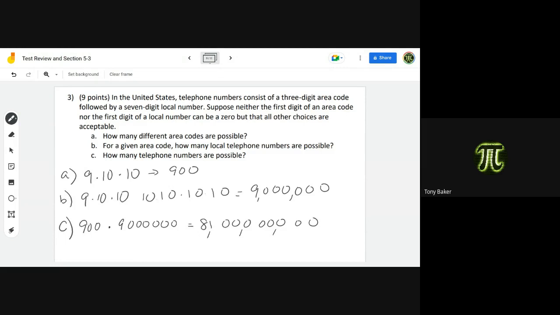And obviously there's area codes that would not exist, just because you're not going to have 911 as an area code. That would be bad. So there are restrictions on that. And actually the problem that you're going to have on the test is similar, but I added some more restrictions to it.